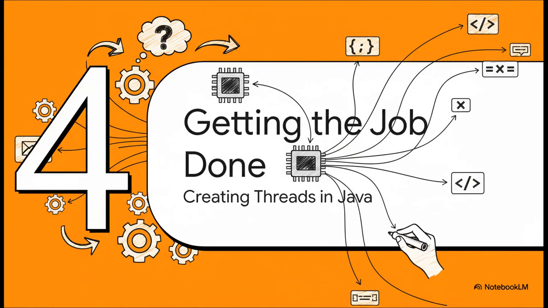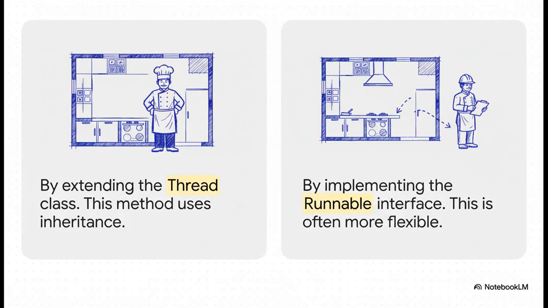So we get what a thread is and the life it leads, but as programmers, how do we actually create these things and give them their jobs to do? In Java, you've basically got two main options. The first is extending the thread class. You can think of this as hiring a full-time specialist cook. The second way is to implement something called the runnable interface. This is more like hiring a freelance contractor for a specific gig. Now, the runnable way is often a lot more flexible, but honestly, both methods get the job done.